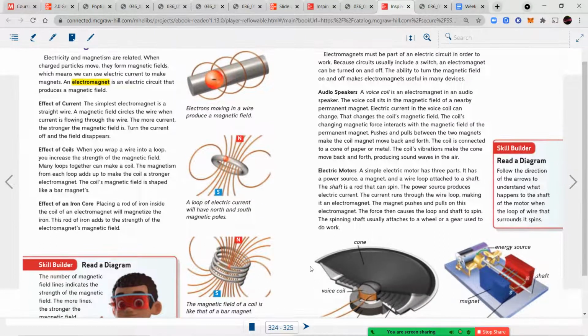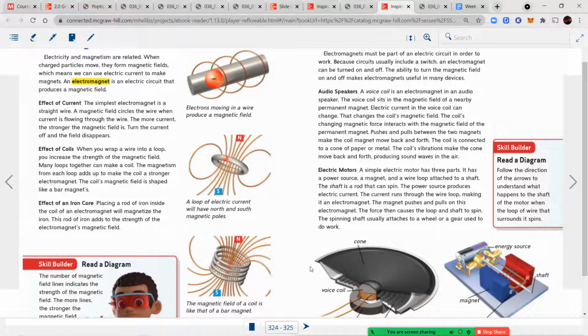So think about a circuit. If that switch is open, there's no flow of electrons. There's no flow of electricity. So that electromagnet stops being a magnet when the flow of energy stops. And it returns to being a magnet when that switch is closed.